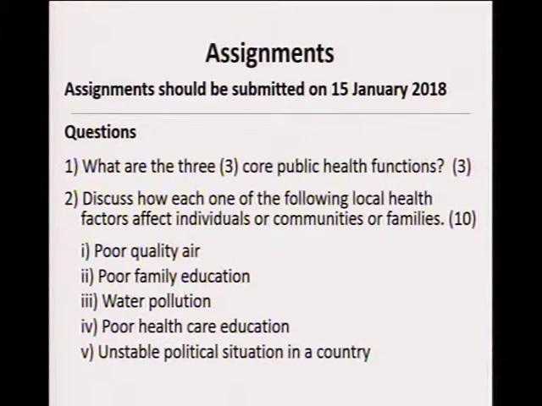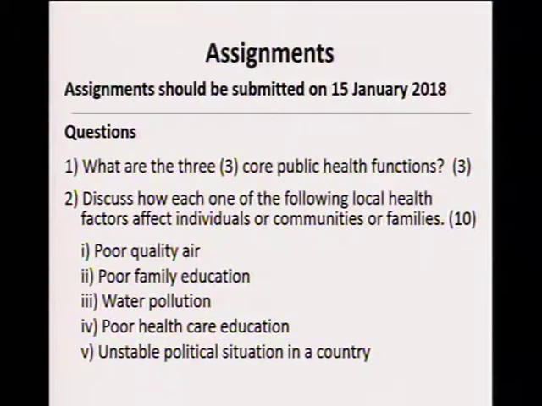To go through the assignment, the assignment should be submitted on the 15th January 2018. So I'm going to just take you through the assignment questions and probably elucidate more on how you can handle the questions. So for question 1, the question is, what are the 3 core public health functions?